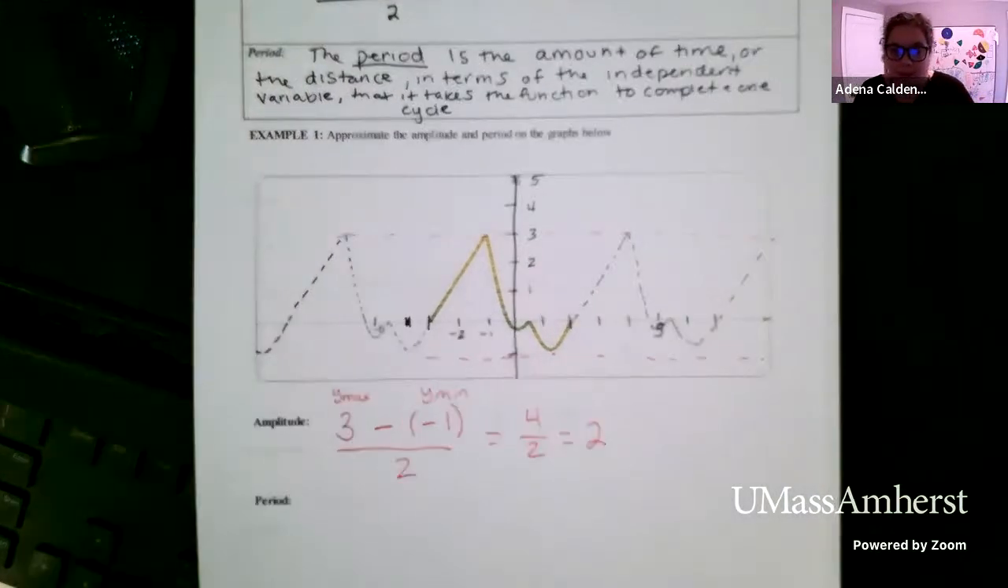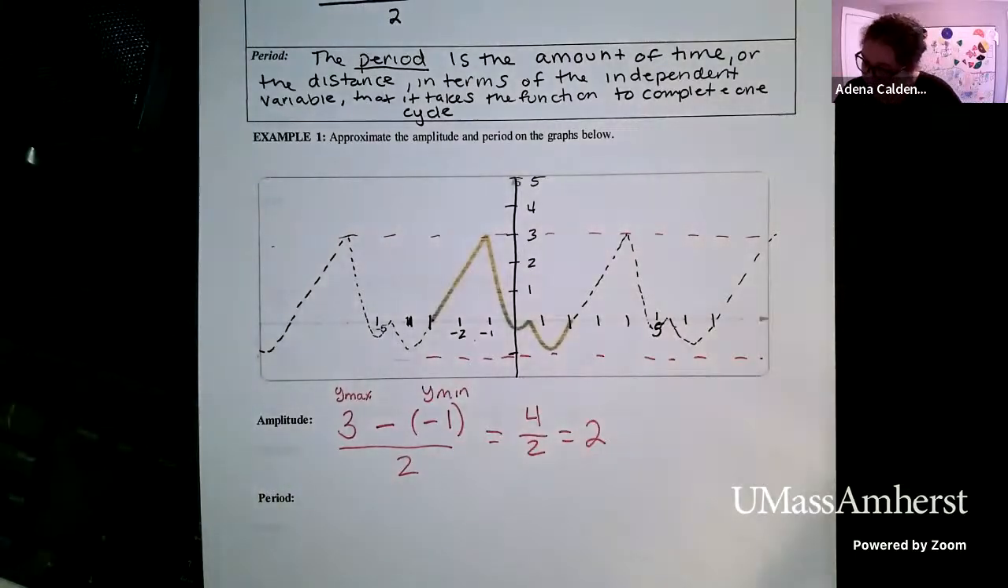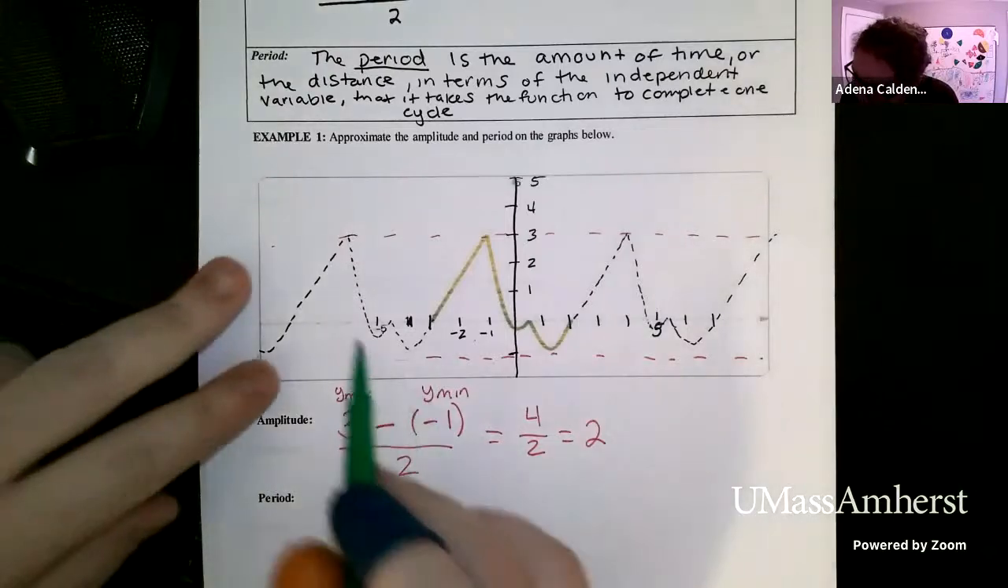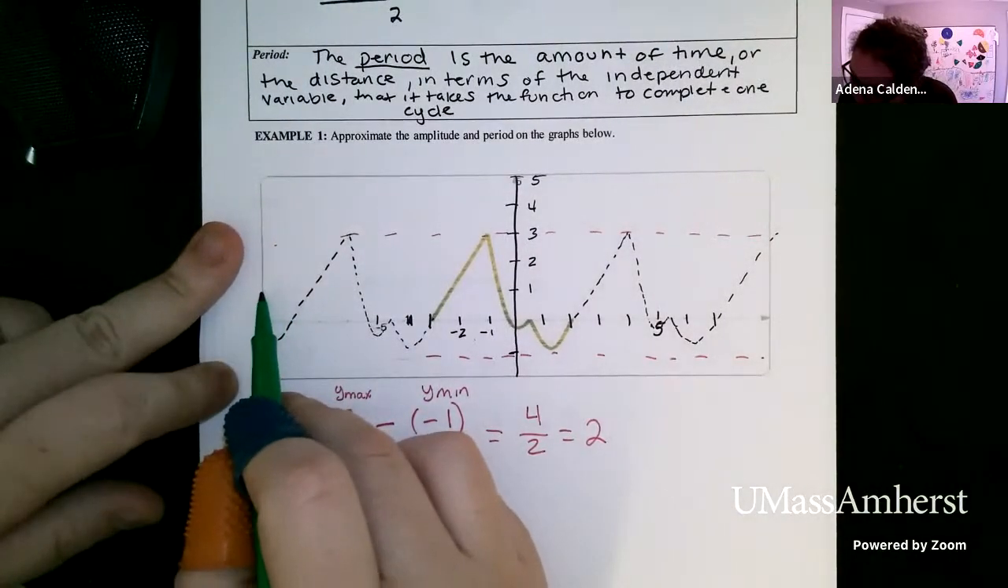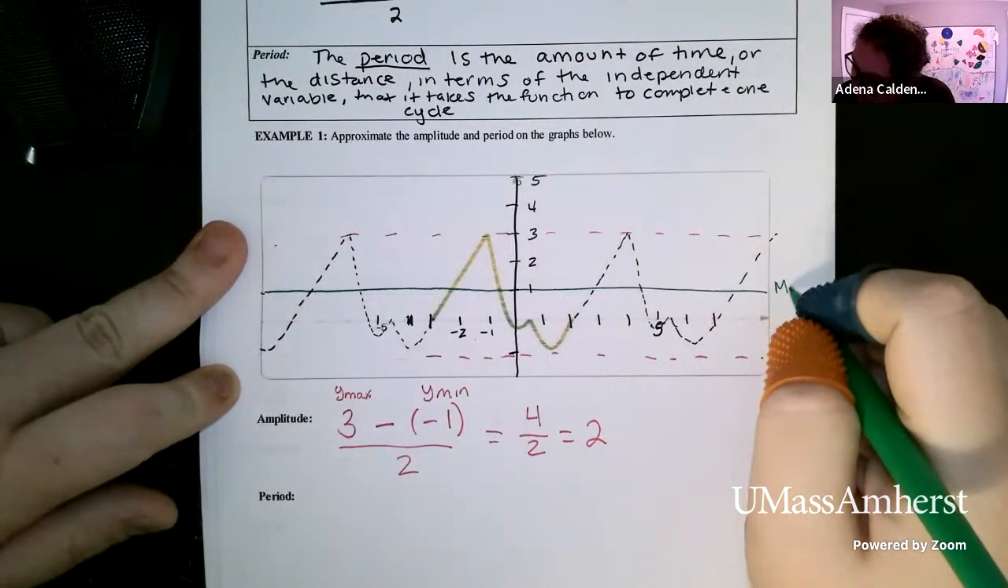So what does that mean? That means if we were to draw in the midline, which is the line right in the middle of our maximum and minimum, we'll draw that in like here. Our midline.